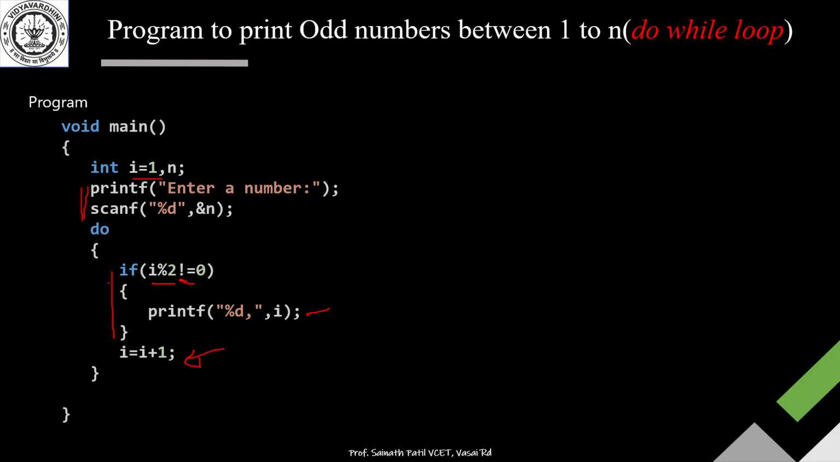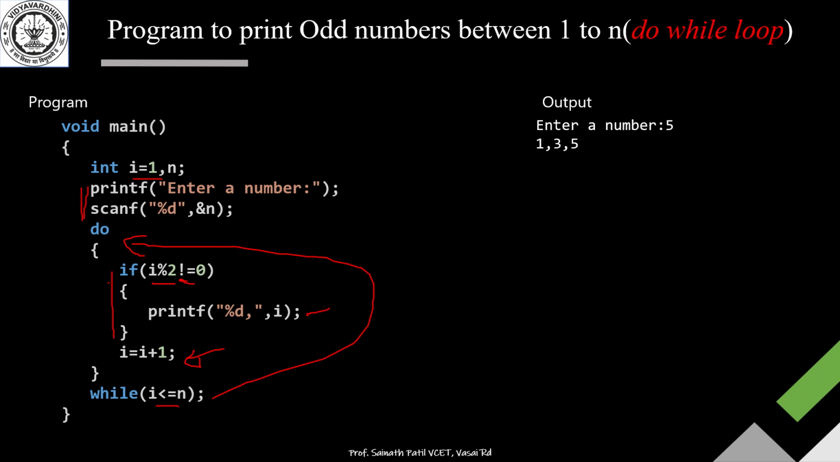Then close the curly bracket. After that, the while keyword and the condition i less than or equal to n. While i is less than or equal to n, if it is true, then it will go back here to execute this. Again, it will check if i mod 2, i percent 2, is not equal to 0, then it will print the value. So let's look at the output.